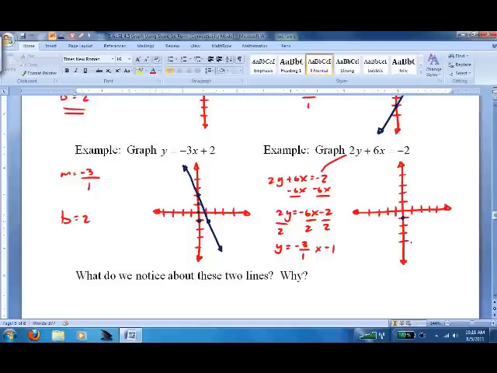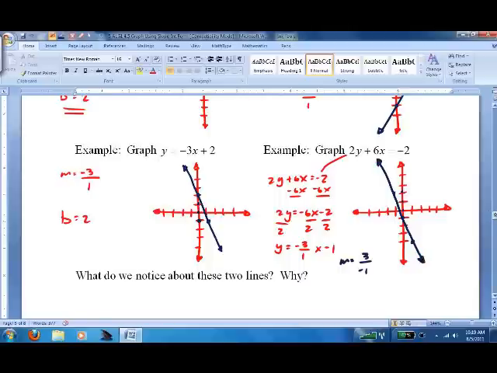1, 2, 3 down, 1 over. Notice we go down 3 and 1 over. We could actually write a slope of m equals 3 over -1. Those are equivalent. So we could also go up 1, 2, 3, and over -1 to the left. And it's still going to work. There's our line.